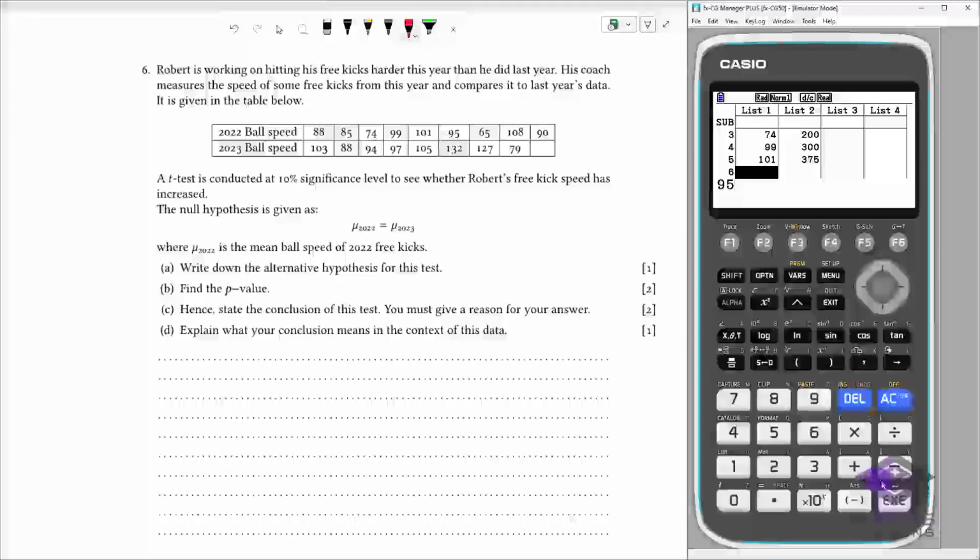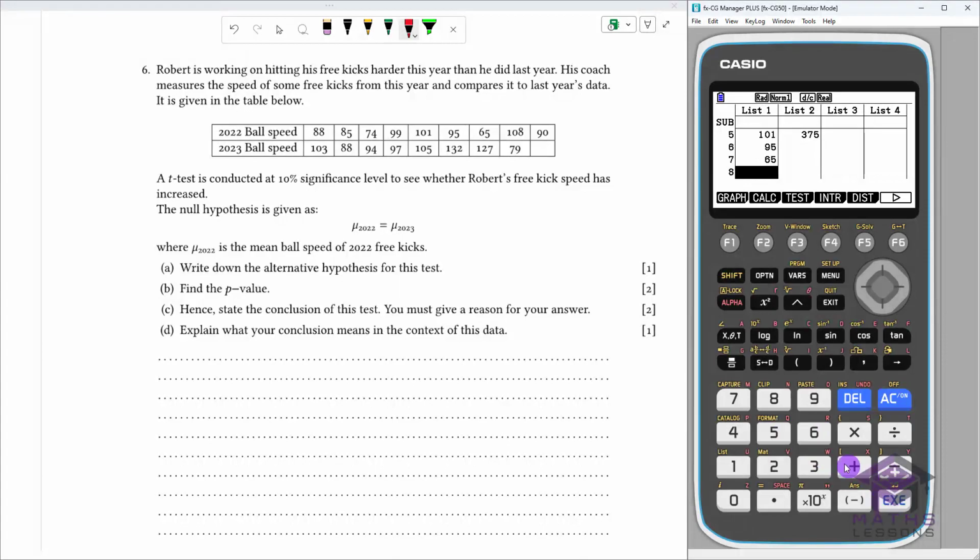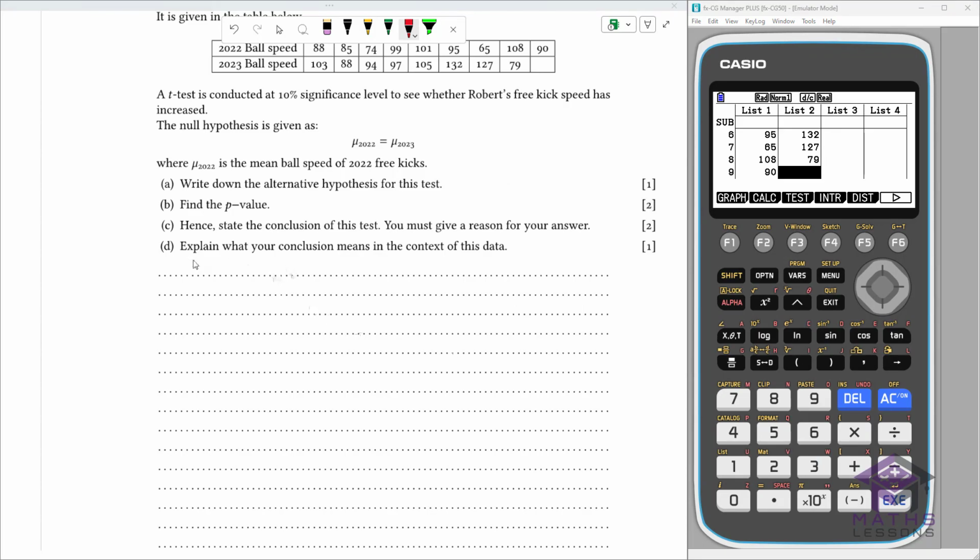Remember, pooled is always on for t-tests in your syllabus. Pooled is always on. And when we come to actually doing the calculations, you've got to make sure we're in lists and not variables. Just doing a bit of catch up. Okay. So what we're putting in here: 103, 88, 94, 97, 105, 132.